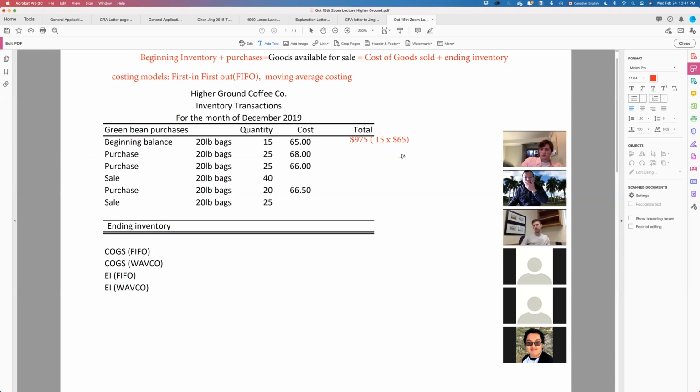And then during the year you made some purchases. So your first purchase here, 25 at $68. Help me with the numbers, please. 1,700. Okay, so that's 25 times 68. It costs you $1,700 to purchase those 25 bags.